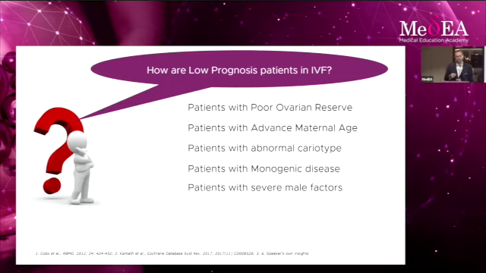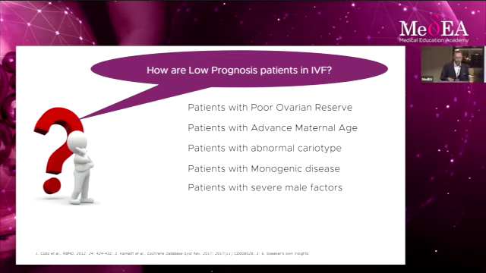The next point is the definition of low prognosis patients. Low prognosis patients are patients with a poor ovarian reserve. They are patients with advanced maternal age. But they are also patients with abnormal karyotype, because of course these patients can have a lower blastulation rate and maybe a higher aneuploidy rate. Low prognosis patients also include patients with a monogenic disease, because if our goal is to find a good embryo, a competent embryo, a healthy embryo, of course the monogenic disease can impact the success.